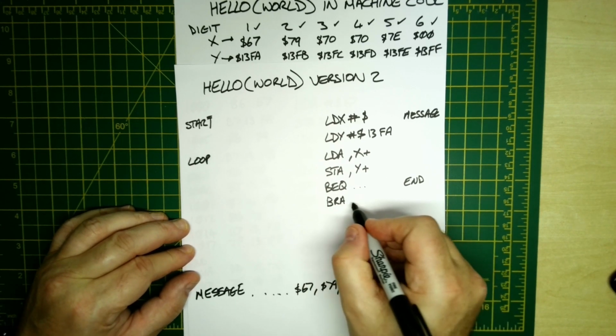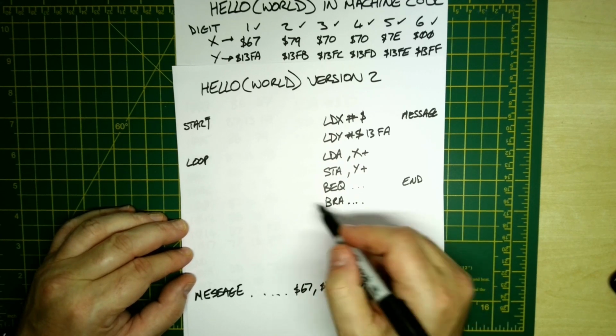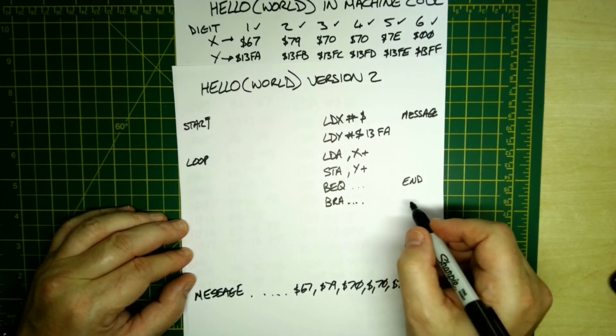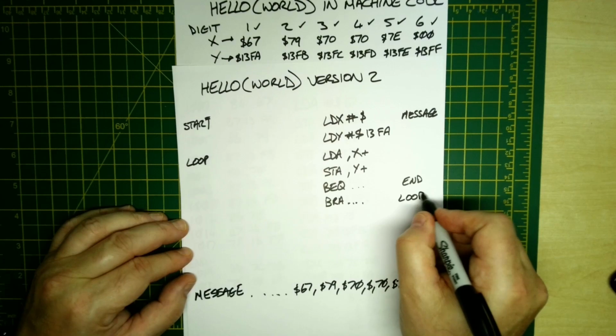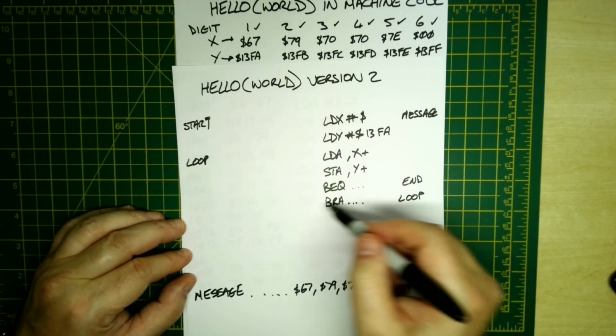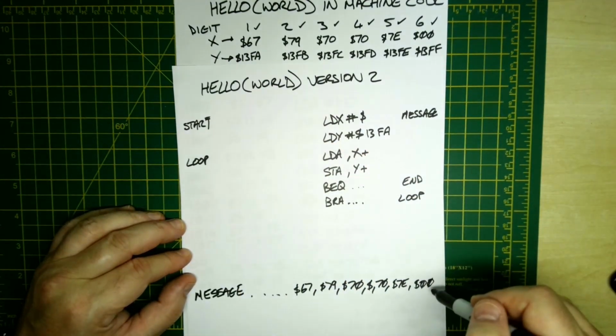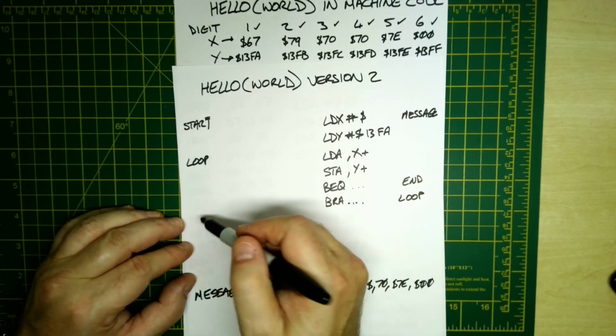Again, this is another relative jump, but this branch is going to go to loop. We want to branch to loop. Okay, so this is just going to jump back to loop, carry on, and when eventually it's done 0, then it's going to jump out and it's going to go to end.